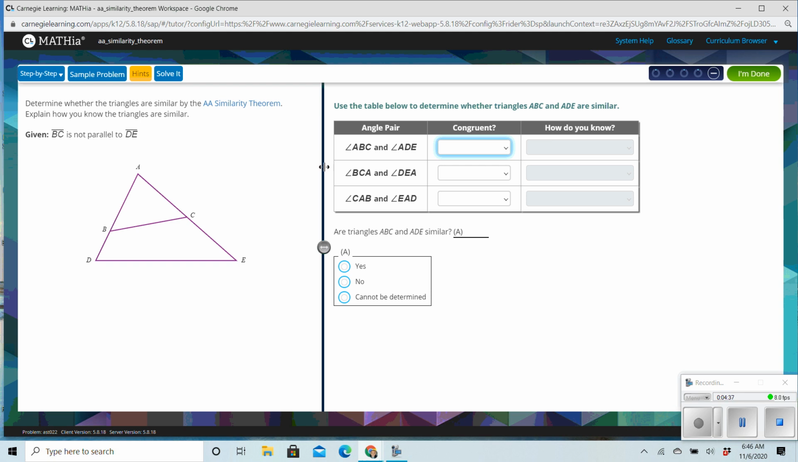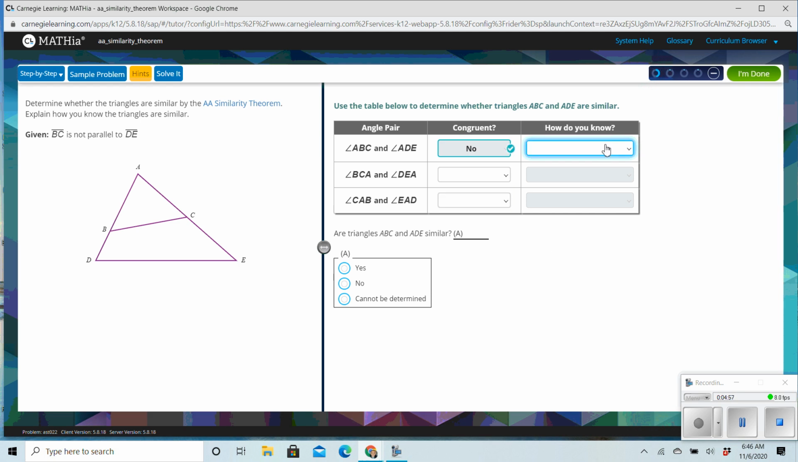So again, the way that you can identify which angle we're looking at is the letter that's in the middle. So we're looking at B and we're looking at D. Just looking at them, they don't look the same. B looks smaller, D looks larger. So A, B, C, and A, I don't think they're congruent. I'm going to say no.